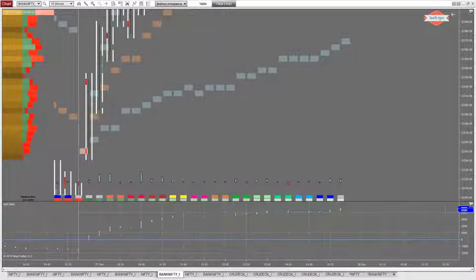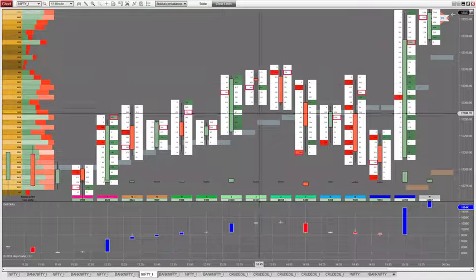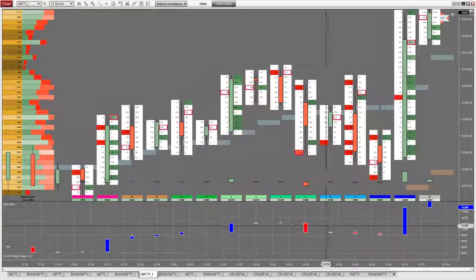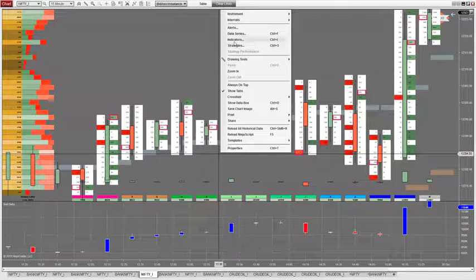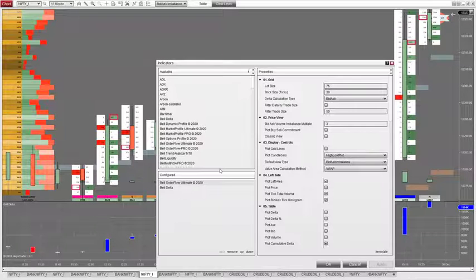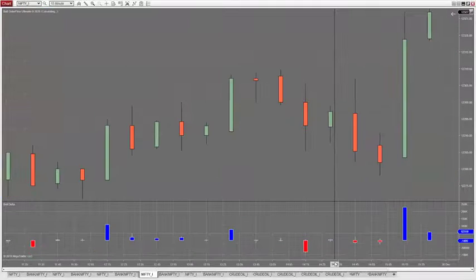We will see how we can use cumulative delta. Then there is delta divergence. Again, let us go back. There are two ways this delta is plotted. Okay. Right now we are plotting this delta as cumulative delta, but you can also plot it as simple delta or divergence delta. So I'll select divergence here and I'll say okay.